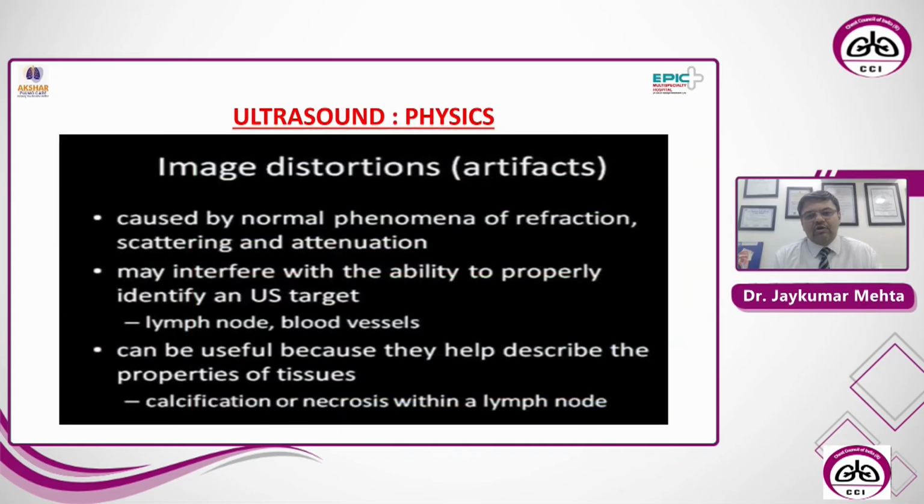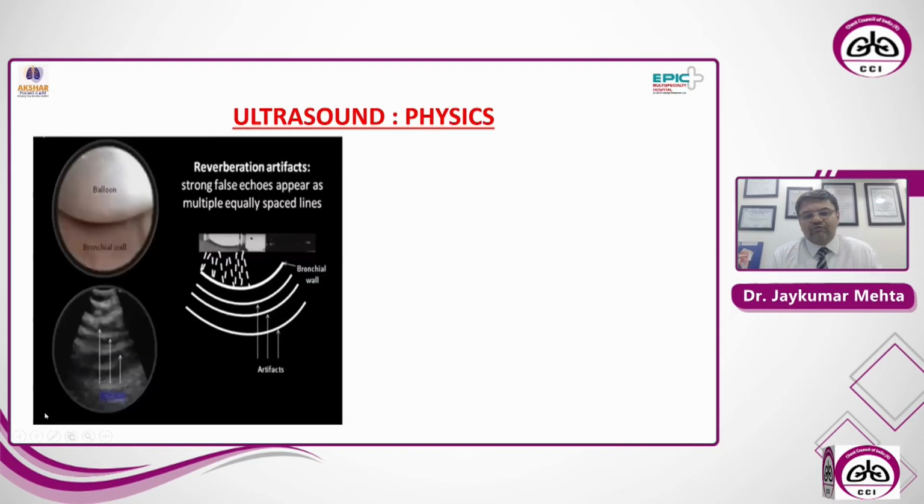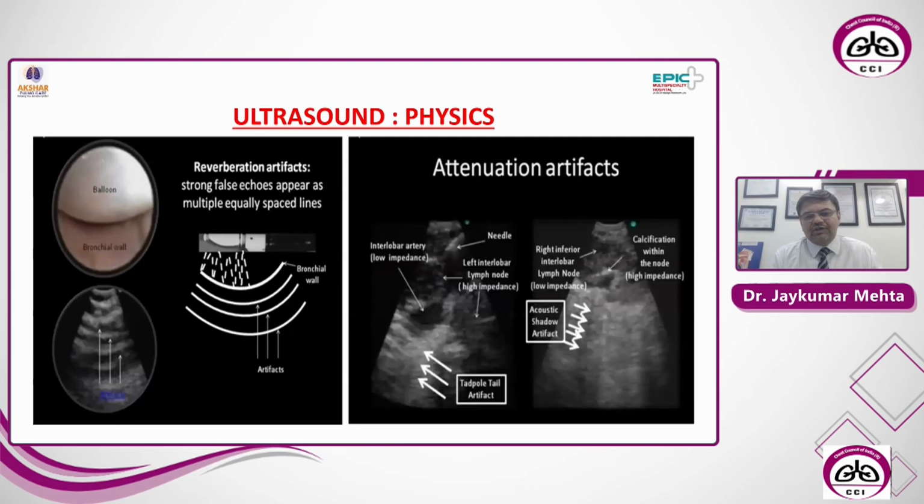Coming to the artifacts or image distortions, which are caused by the normal phenomena of refraction, scattering, and attenuation, they may interfere with the ability to properly identify the ultrasound target. They can be useful because they help describe the properties of the tissues and calcification and necrosis within a lymph node. This is a common artifact which we have when we use the balloon. It is called the reverberation artifact, which is a strong false echo appearing as multiple equally spaced lines. It means your balloon is more inflated and we need to shrink it a bit.